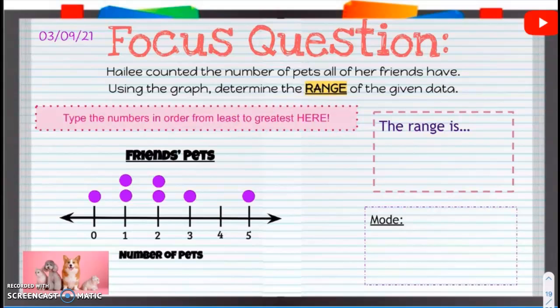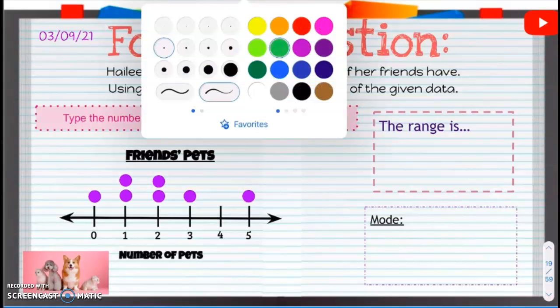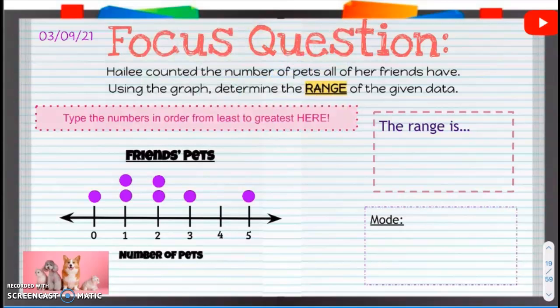All right, our focus question for today. Again, Haley counted the number of pets that all of her friends have. Using this data, we're going to determine the range. So first, let's figure out and remind ourselves what each of these dots on our dot plot look like.